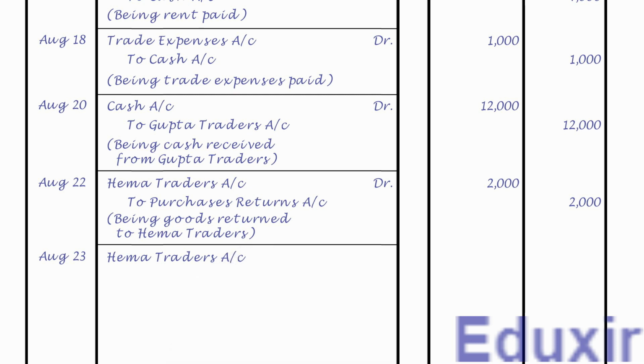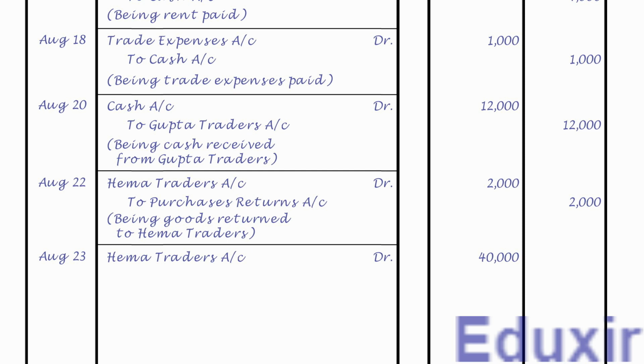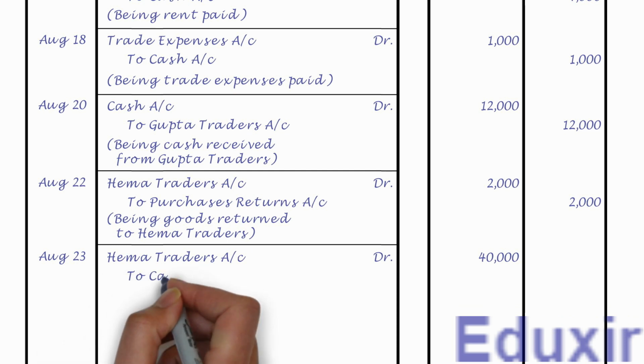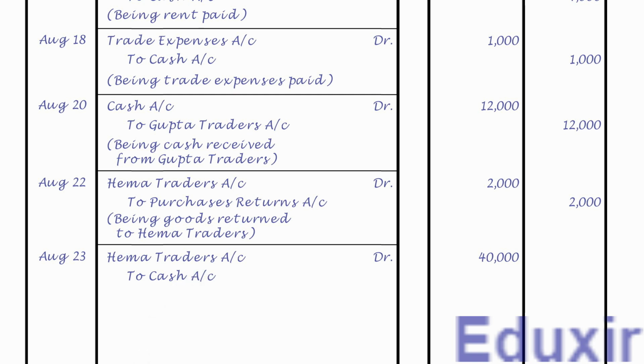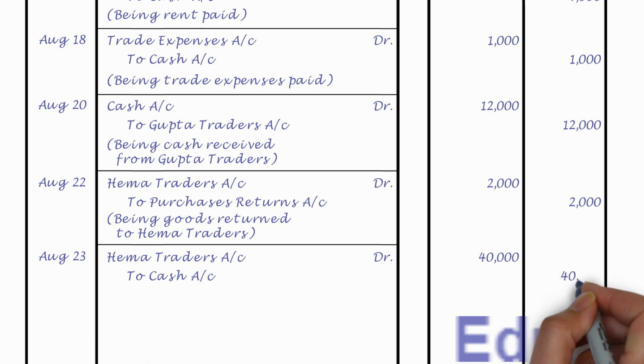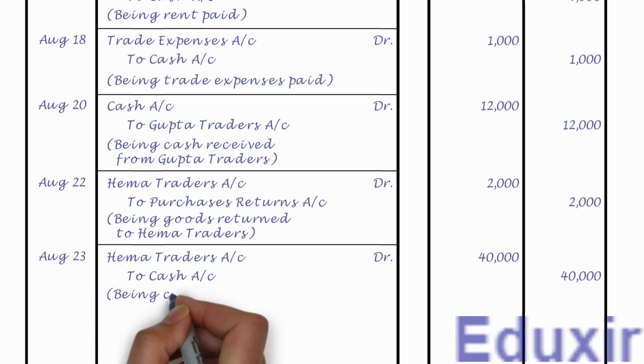Let us also write the text DR to indicate that this is a debit entry. Let us now record the debit amount of 40,000 rupees into the debit amount column. Leaving a margin, let us record the cash account as the credit entry. Let us also record the credit amount of 40,000 rupees into the credit amount column. Let us now record the narration or description of this transaction, that is, being cash paid to Hema Traders.